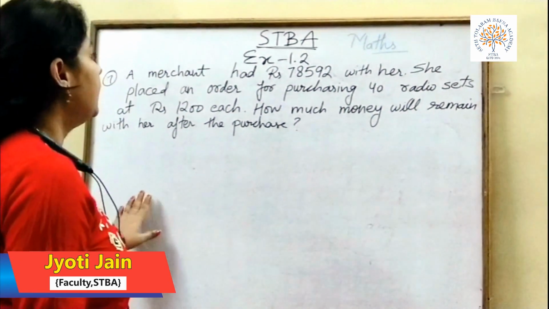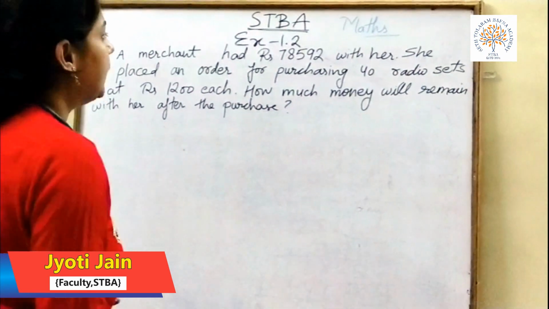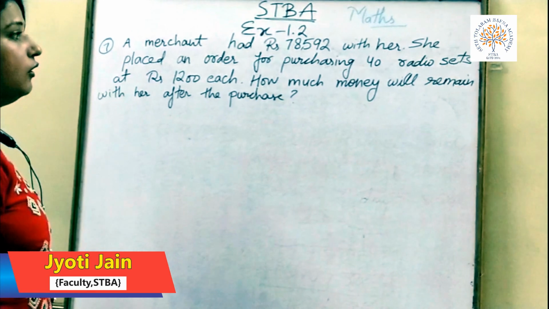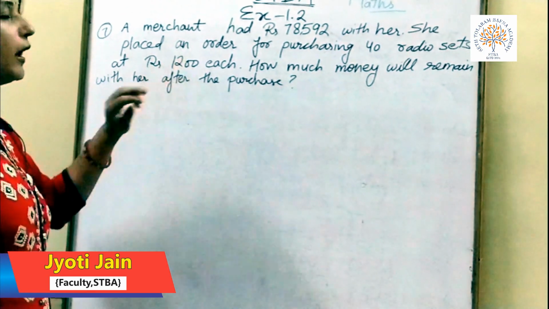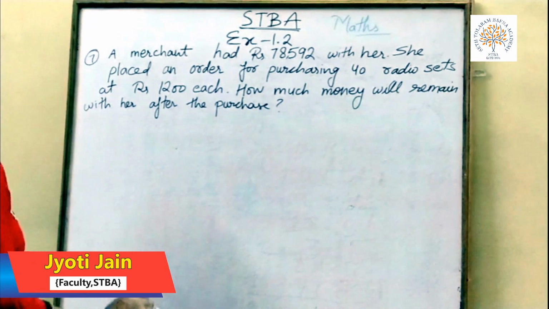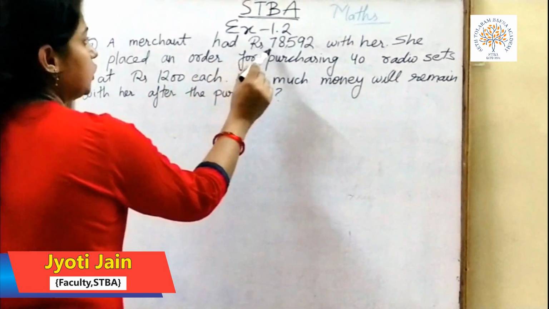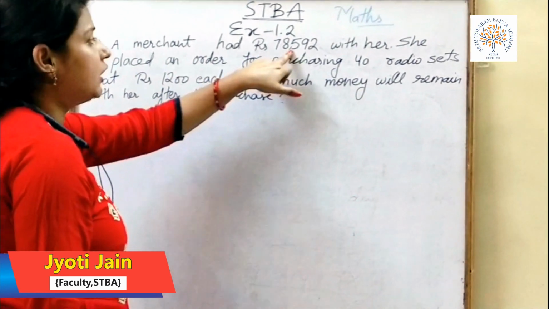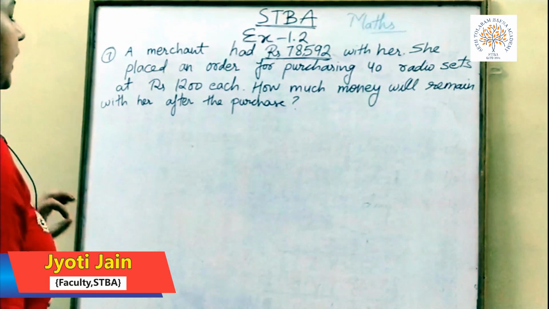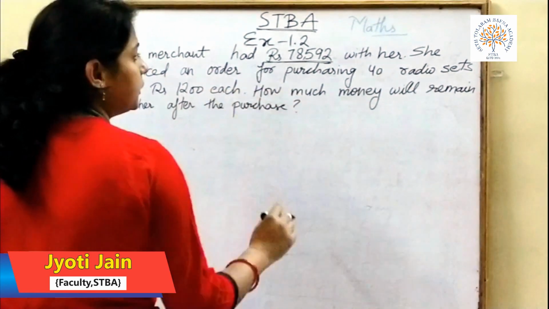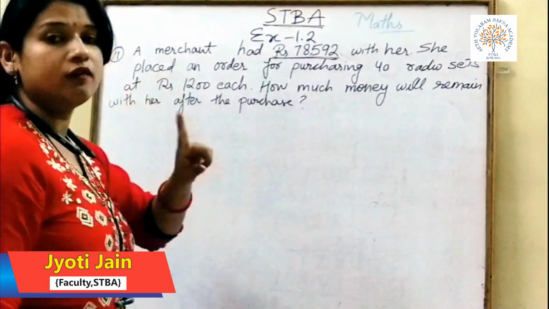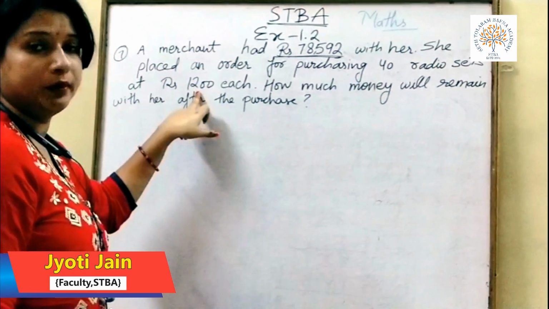Next question is, a merchant had rupees 78,592 with her. She placed an order for purchasing 40 radio sets at rupees 1200 each. How much money will remain with her after the purchase? So first of all, see this, that the merchant had a total amount of rupees 78,592. This one is the total amount which she has, and she placed an order for purchasing 40 radio sets. In total she needs to purchase 40 radio sets, and the cost of one radio set is 1200 rupees.